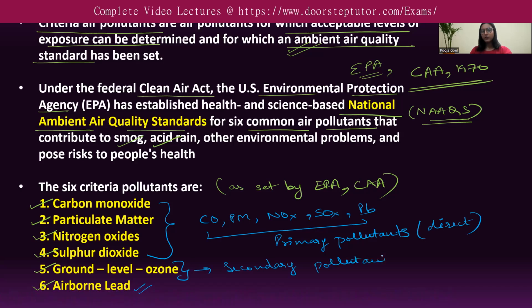It is very important to note that out of these 6 criteria pollutants, 5 are primary pollutants, that is carbon monoxide, particulate matter, NOx, SOx, and lead. Whereas ground level ozone is formed due to interaction between various primary pollutants and other natural phenomena. So that is why ozone is said to be a secondary pollutant.